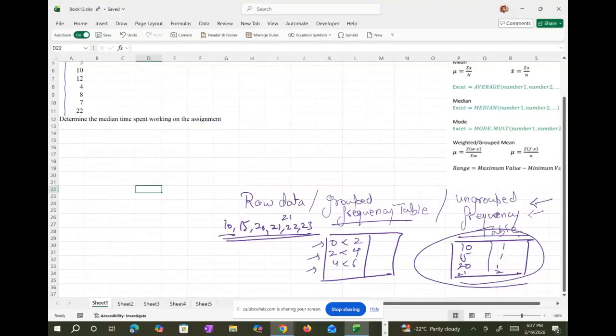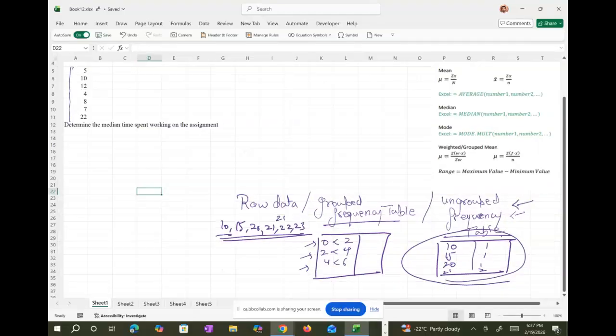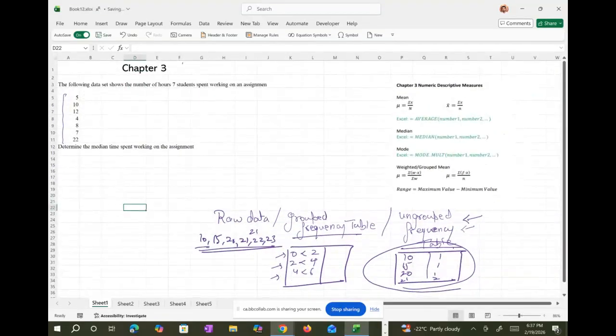Now, why is this important to understand? Because when we will be talking about mean, median, mode, we will be using different formulas when the data is given to us in the raw form versus when the data is given to us in a grouped or ungrouped frequency distribution table. So for example, if I'm looking for the mean, down here, this mean symbol is for population, this mean symbol is for sample.